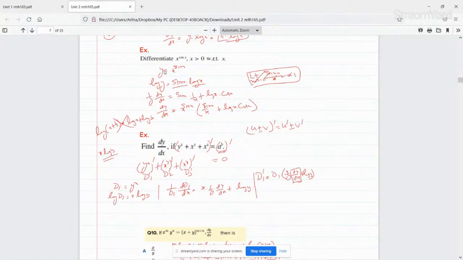Then x to the power sin x, again you have to apply log here. Log y is equal to sin x log x, since sin x will come in front as the coefficient. Then it's 1 by y dy by dx is equal to sin x into 1 by x plus log x cos x.